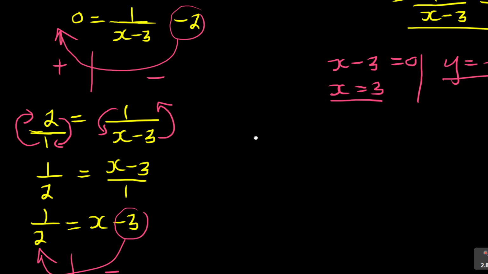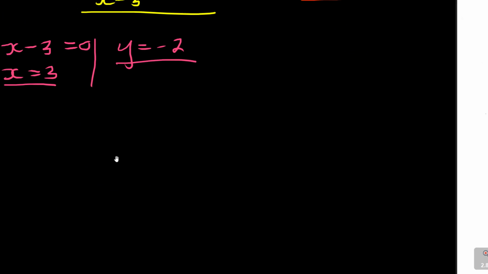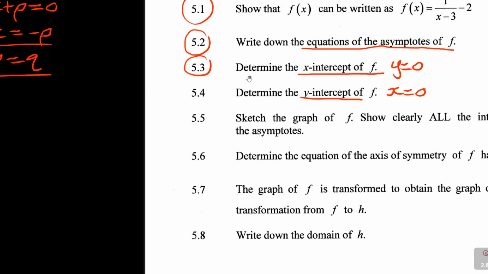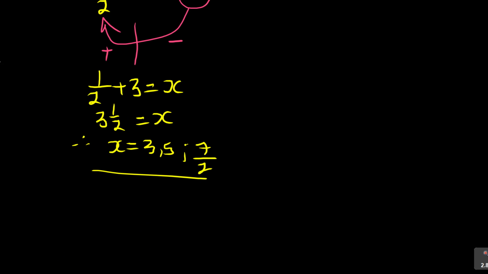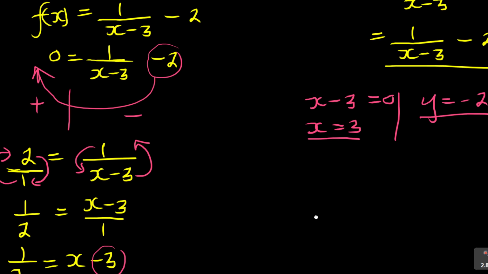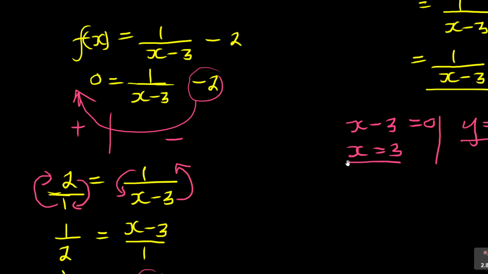But that is what the question was: determine the x-intercept. So the x-intercept is this one. X is equal to that, but you can write it in coordinate form to say when x is 3.5, y is 0. This is the x-intercept. These are the coordinates.